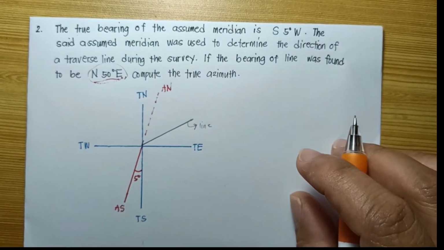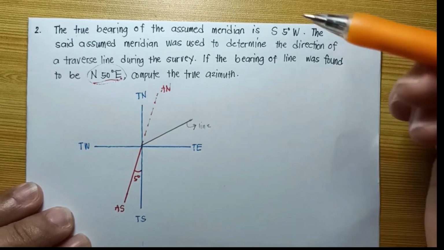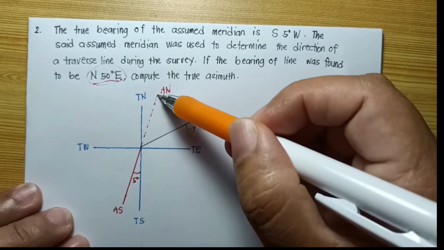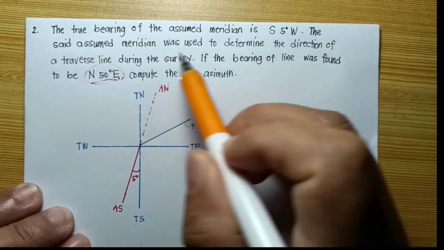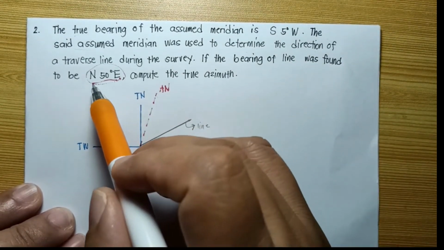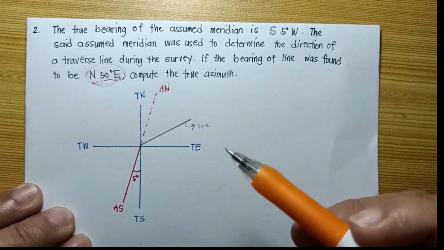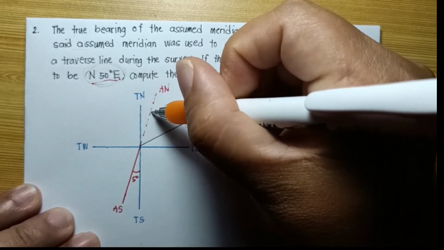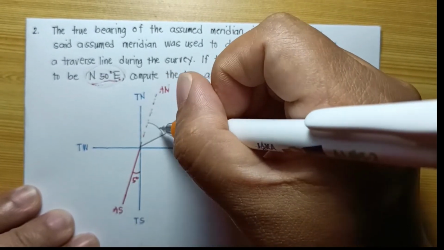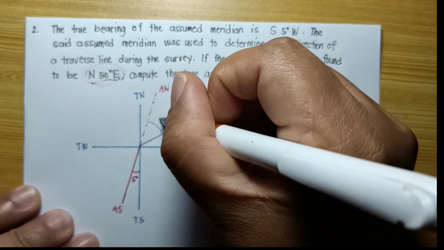And then we are given 50 degrees northeast. So where should we reckon the 50 degrees? Of course we reckon it from the assumed north, because it is mentioned that the assumed meridian was used to determine the direction of the line. So this north 50 degrees east is the assumed bearing of the line. We have to reckon from here, since it comes from the assumed meridian. So you have 50 degrees.